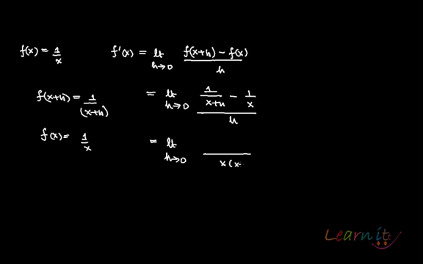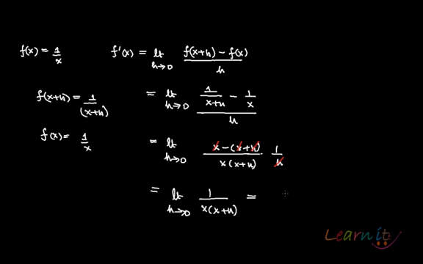So what you will have is the limit of h tends to 0, x into (x + h), so this would be x minus (x + h), divided by h, which is 1/h. So x and minus x will get cancelled out, h upon h will get cancelled out, and what you will have eventually is just this: limit of h tends to 0, 1/(x(x + h)).